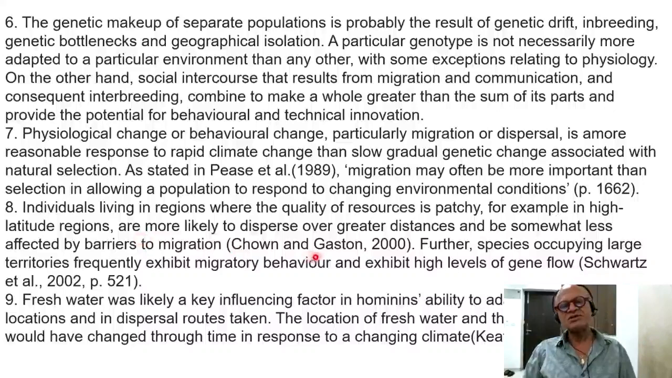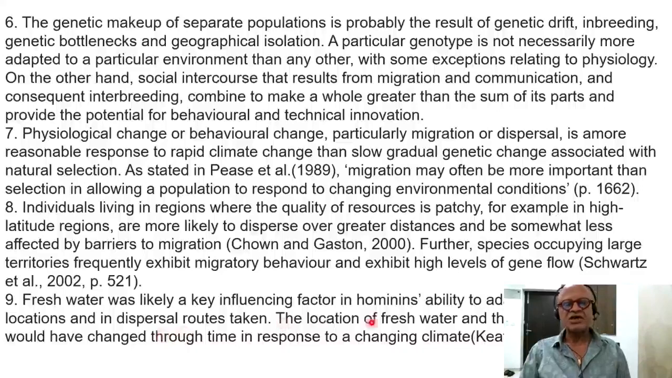Individuals living in regions where the quality of resources is patchy, for example in high latitude regions, are more likely to disperse over greater distances and be somewhat less affected by barriers to migration. Further, species occupying large territories frequently exhibit migratory behavior and exhibit high levels of gene flow. Okay, so this is combining intuitive ideas with genetic evidences.